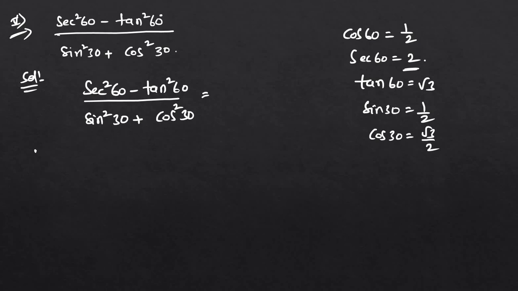That is only na. 2 square will come here, secant 60 square and here minus tan square 60. Tan square 60 is equal to how much? Tan 60 is equal to root 3 na? So root 3 whole square, and divided by sine square 30, so 1 by 2 whole square will come, plus cos square 30.